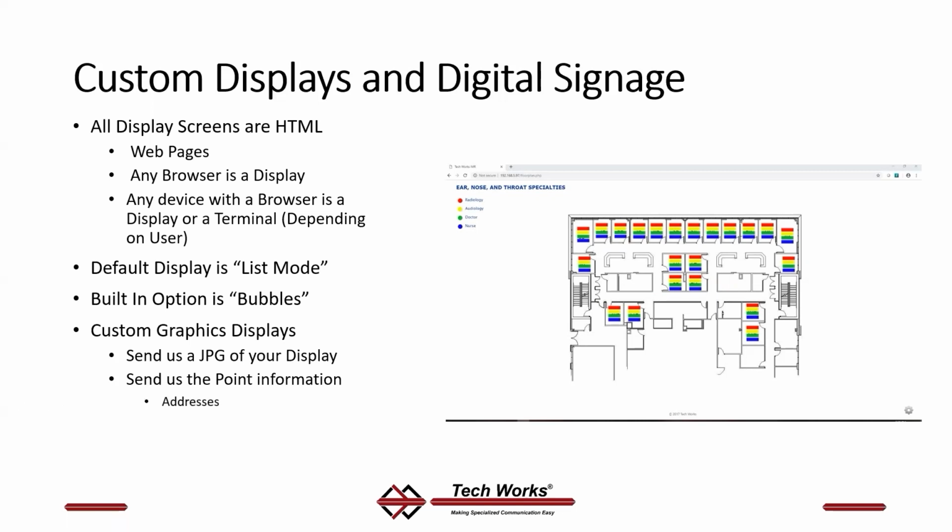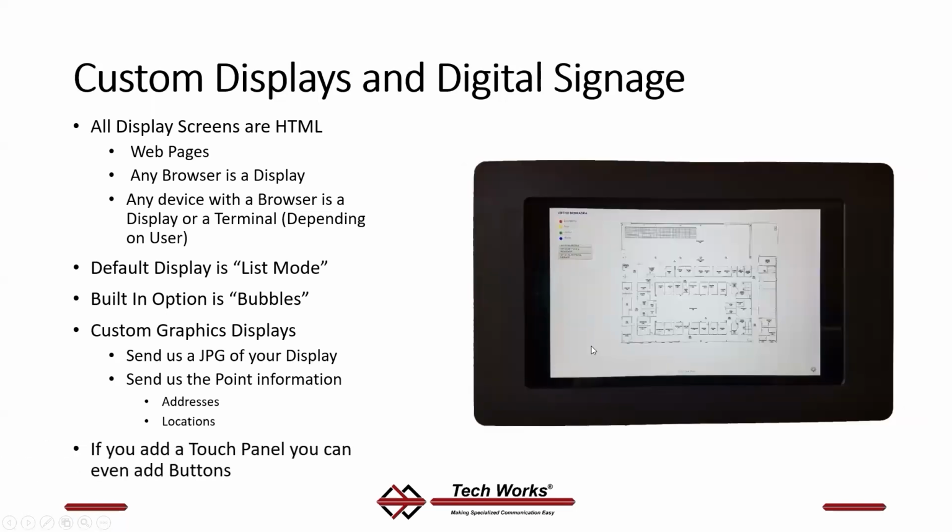The critical thing is the addresses. This goes back to that point mapping thing we were talking about. It tells us all of these points and their address on the network, and then the locations tell us where to put them on this graphic floor plan.